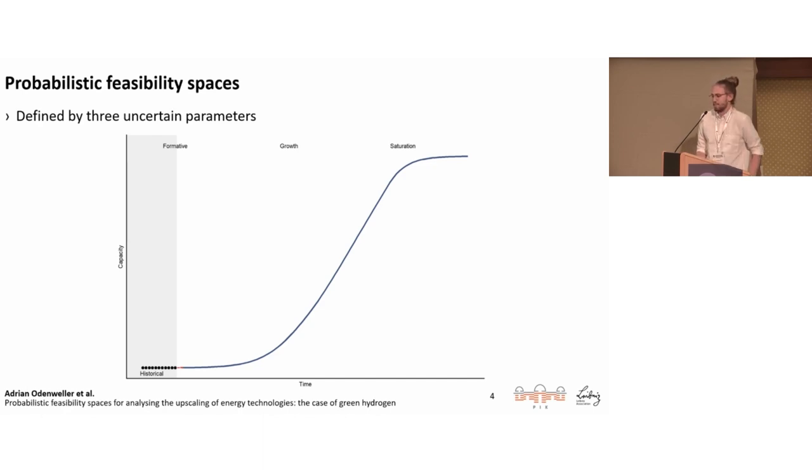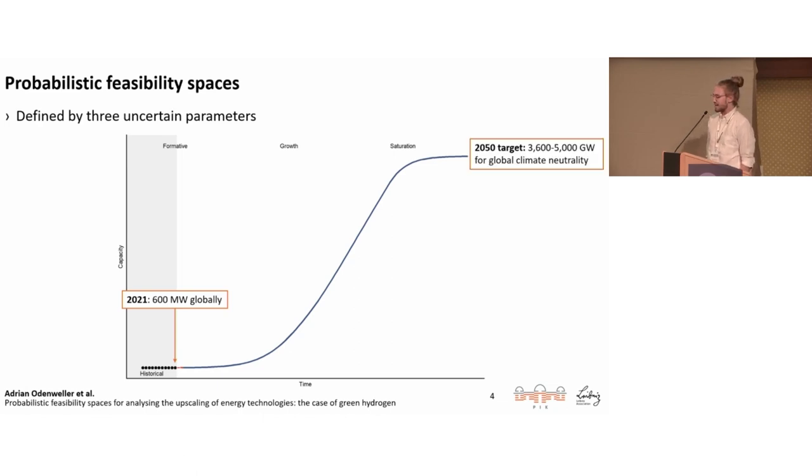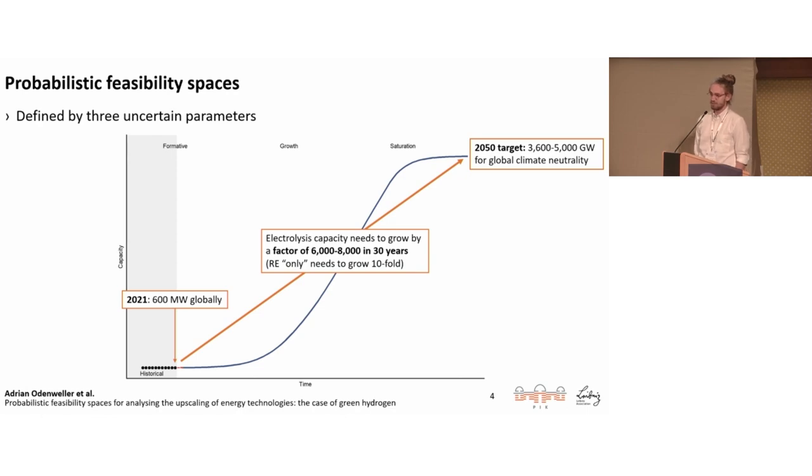And what we find is that essentially, just to highlight the challenge, with green hydrogen we're really down there still. Globally, we're at around 600 megawatts, and we need to get up there, which is 3.6 to 5 terawatts, according to the IEA and IRENA scenarios. So that really means that hydrogen and electrolysis capacity needs to grow by a factor of 6,000 to 8,000 in 30 years, which is quite a staggering number compared to the, well, you could argue, only required tenfold of renewable energy increase that we need to see in the same time frame.